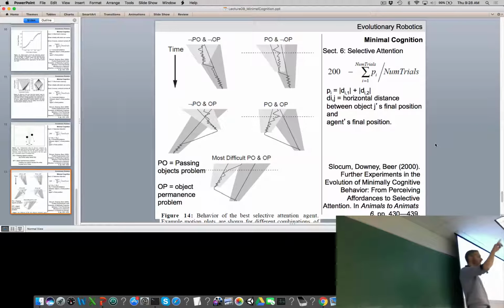What does the third black line, the squiggle, represent? The agent's position, right? Why these trapezoids? Why is the shaded region a trapezoid? We know one is associated with object 1 and the other one is associated with object 2, but what is that shaded region?